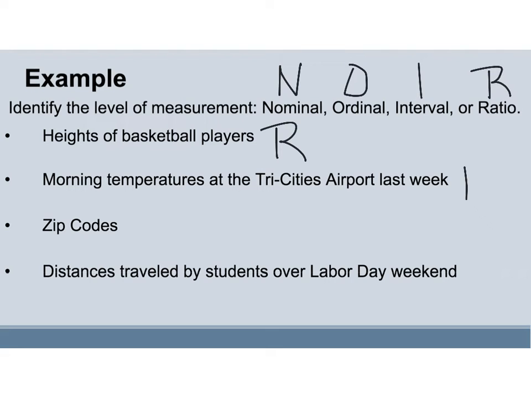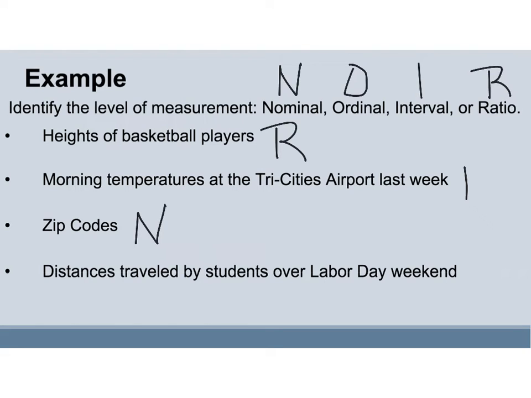Zip codes. Zip codes are categorical data. There's not an implied order to zip codes. Now, when I say implied order, I don't mean numerical order or alphabetical order. It's more that everybody says it this way. So if you were naming zip codes, you'd probably start with your own zip code and then any other zip code you happen to know. So this is nominal data.